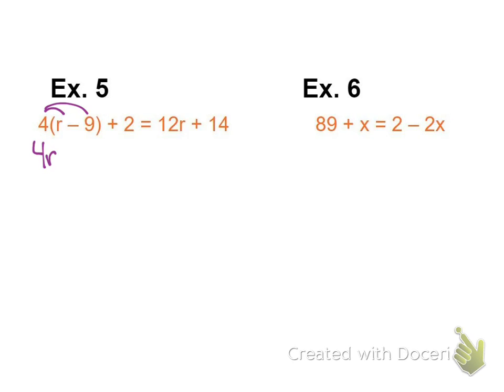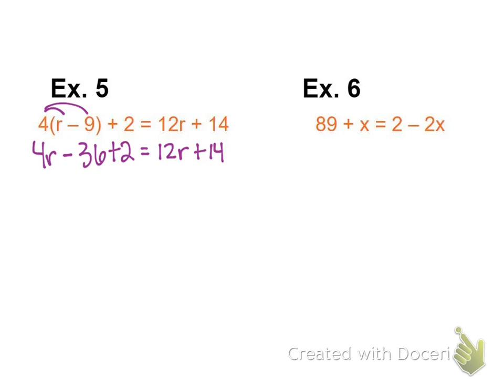4R minus what? 36. Everything else stays the same. The plus 2 equals 12R plus 14. All of that just stays the same. Now what can we do? Combine. Very good. We need to combine like terms.